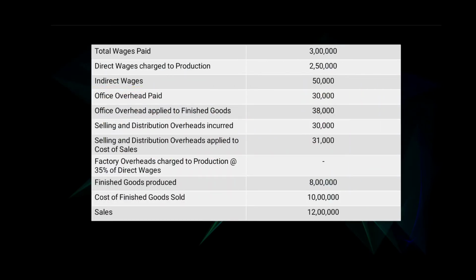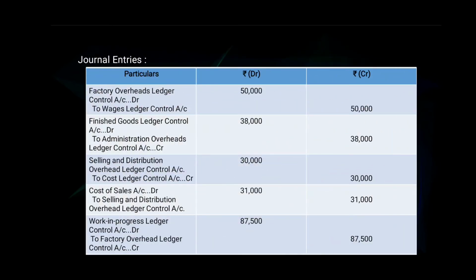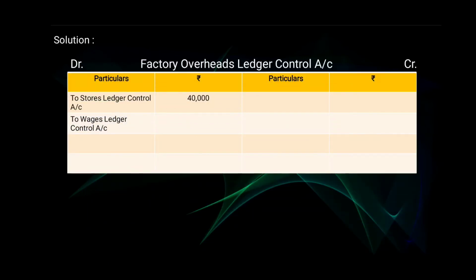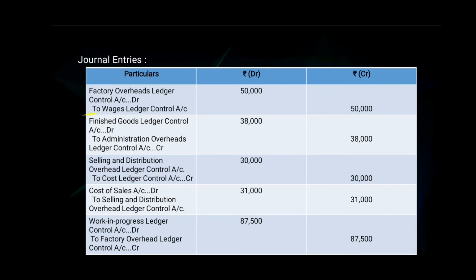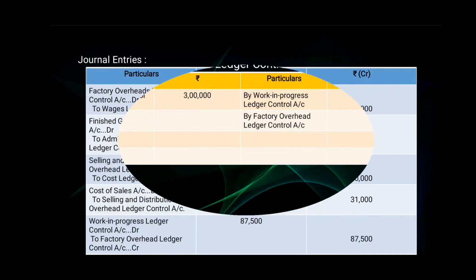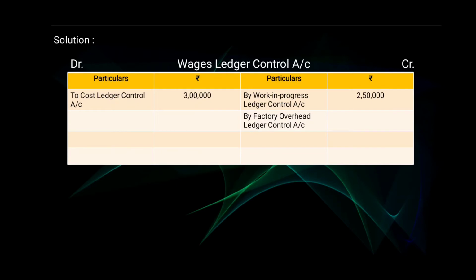Next is indirect wages, amount is given as 50,000. So the journal entry we had recorded as factory overheads ledger control account debit to wages ledger control account, amount is 50,000. So the first effect will give in factory overheads ledger control account as to wages ledger control account, amount is 50,000. And the next effect will give in wage ledger control account as by factory overhead ledger control account, amount will be 50,000.